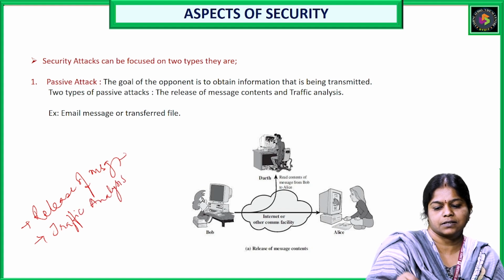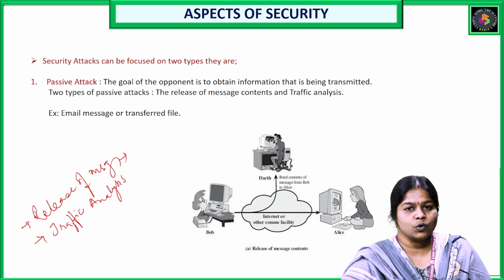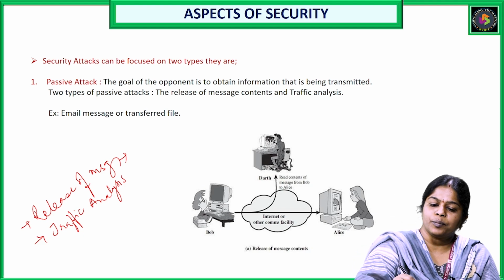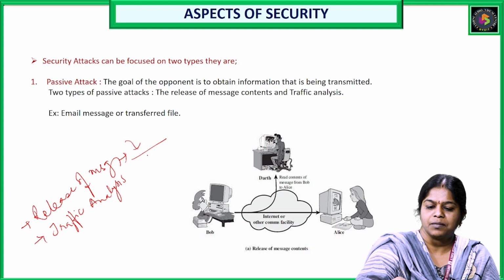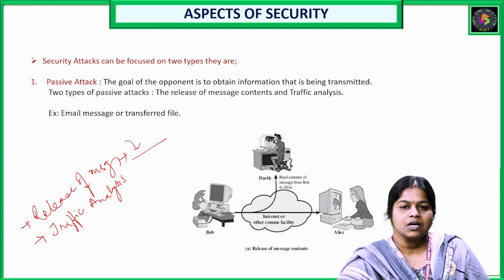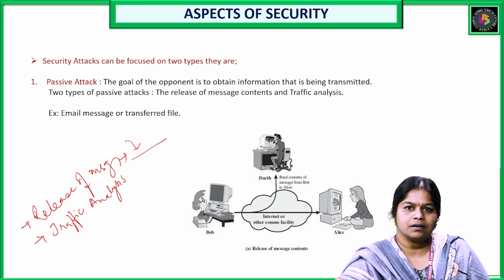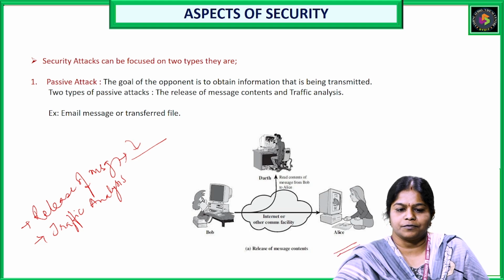Traffic analysis. So we'll discuss the first one, that is release of message. During the transmission of information from node A to node B, the opponent will enter the network or the medium, where he will grab or capture the information which has been transmitted to the other entity. So he's just taking the information.